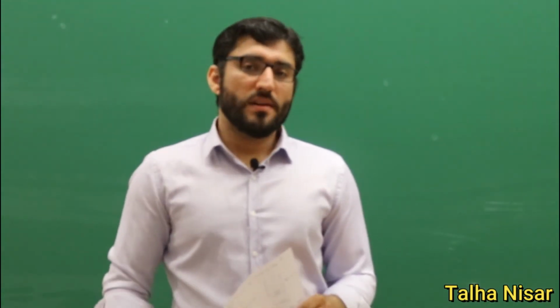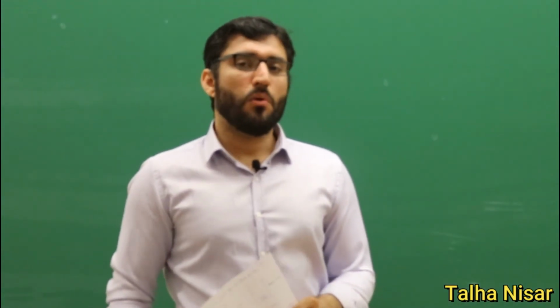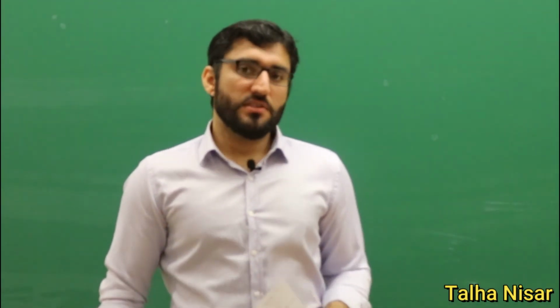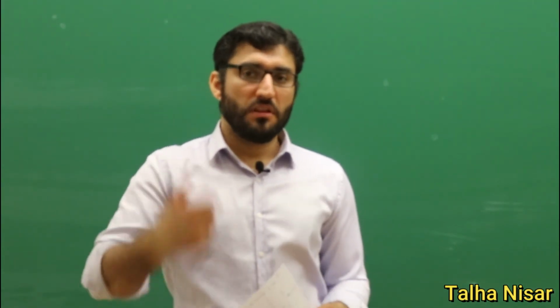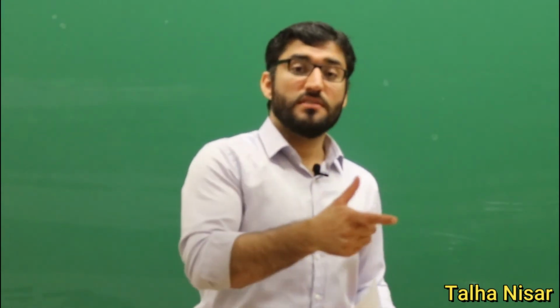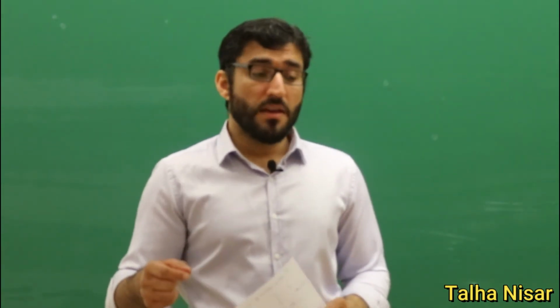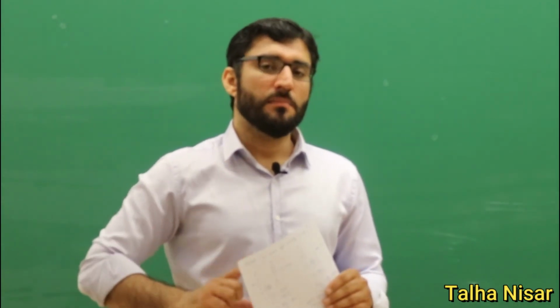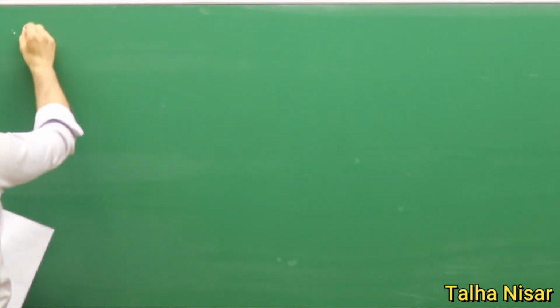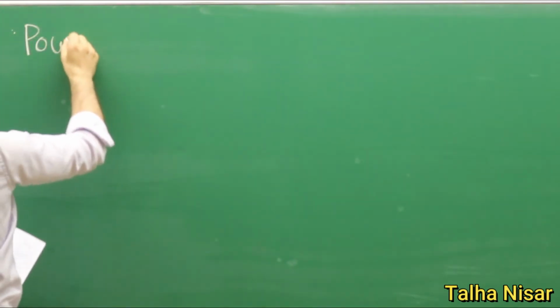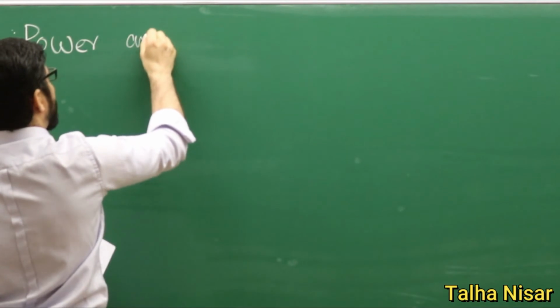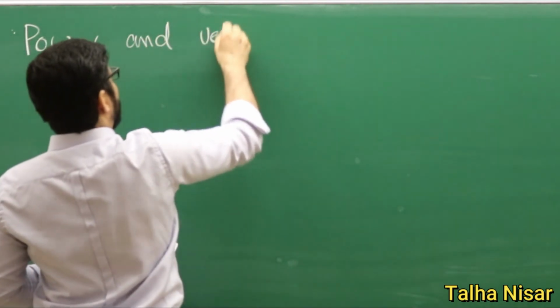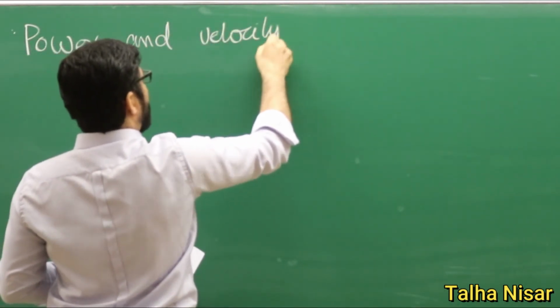Now we want to know the relationship between the power and the velocity. Velocity is the distance or displacement covered per unit time. In power, we also have both things: the displacement and time. So we want to know the relation between the power and the velocity.